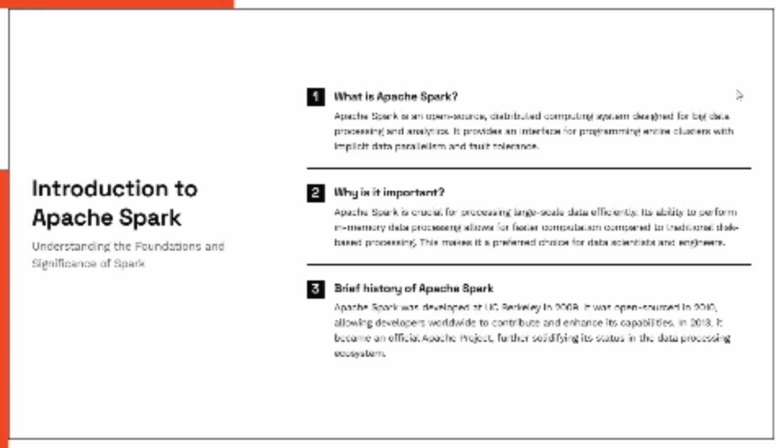Spark provides APIs for multiple programming languages like Java, Scala, Python, and R, making it highly versatile and accessible for developers. It is used for a wide range of data processing tasks such as batch processing, stream processing, machine learning, and graph processing. So here are various key features of Apache Spark.